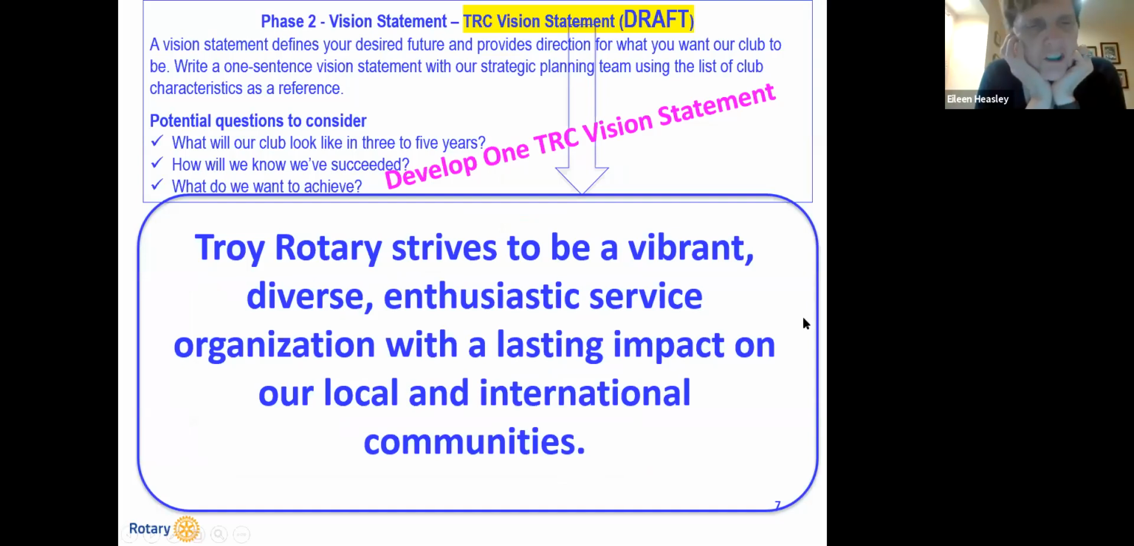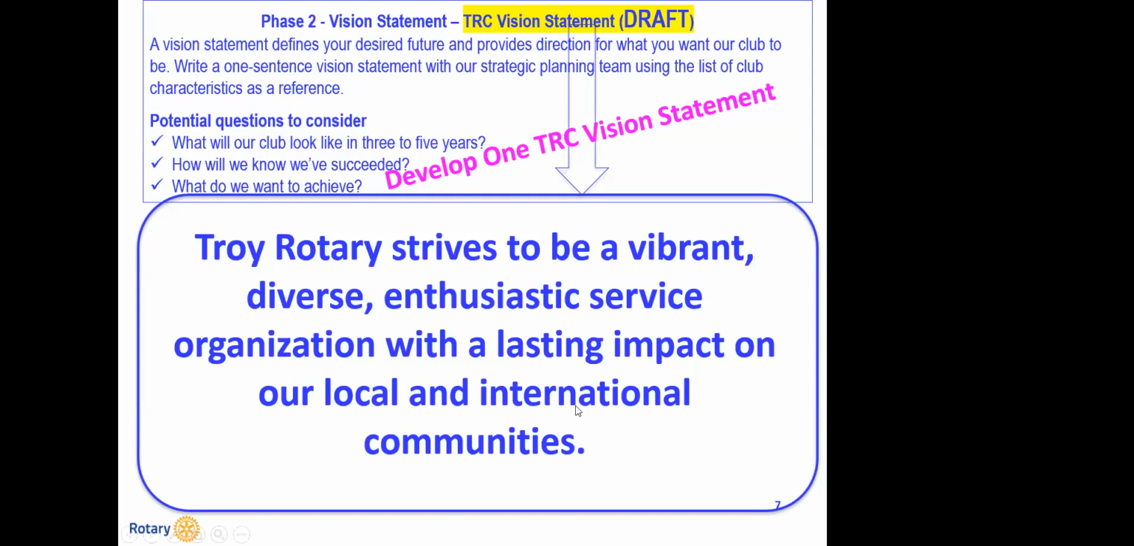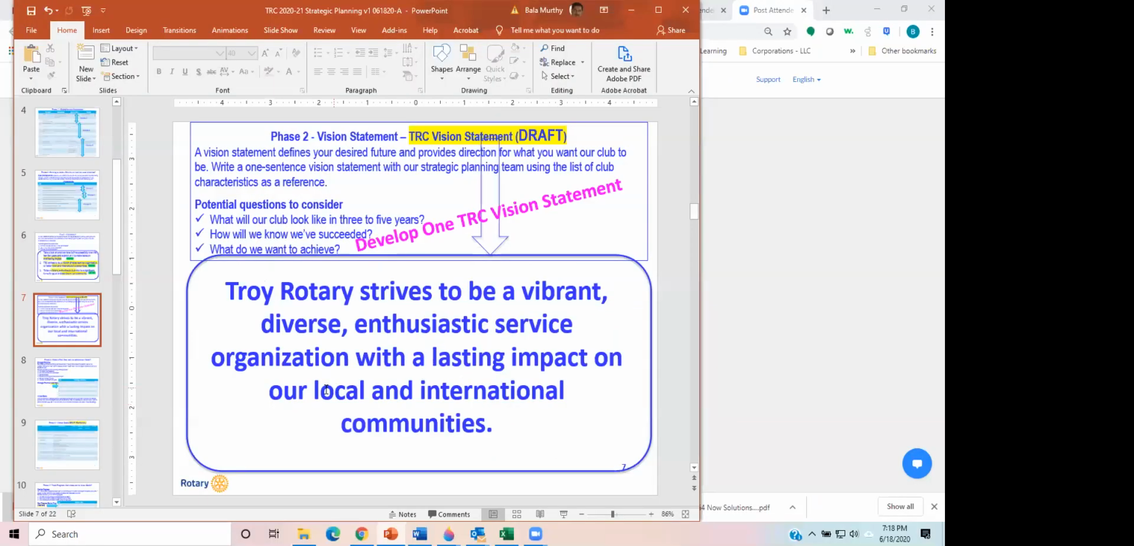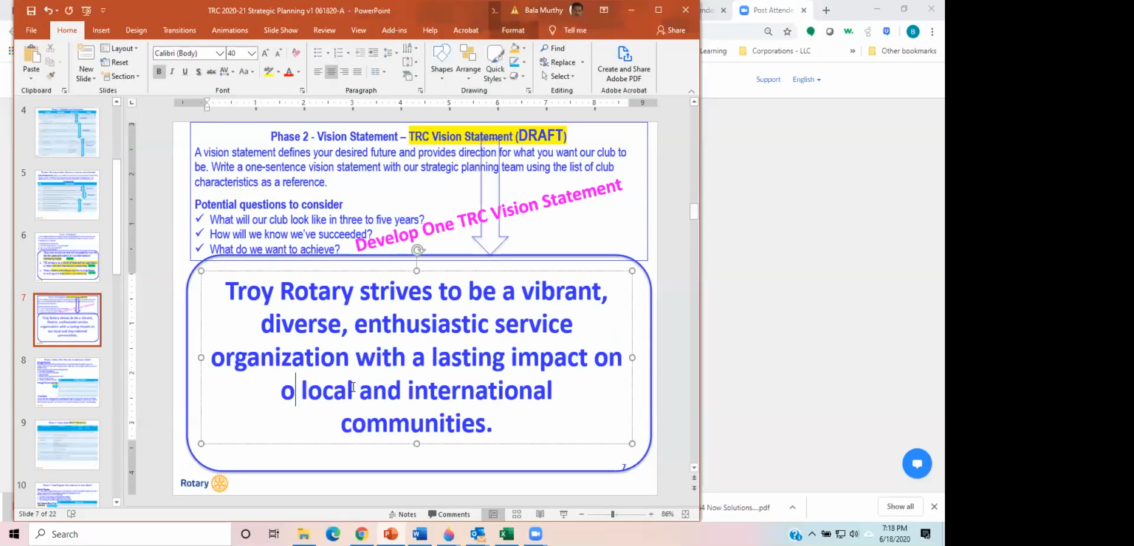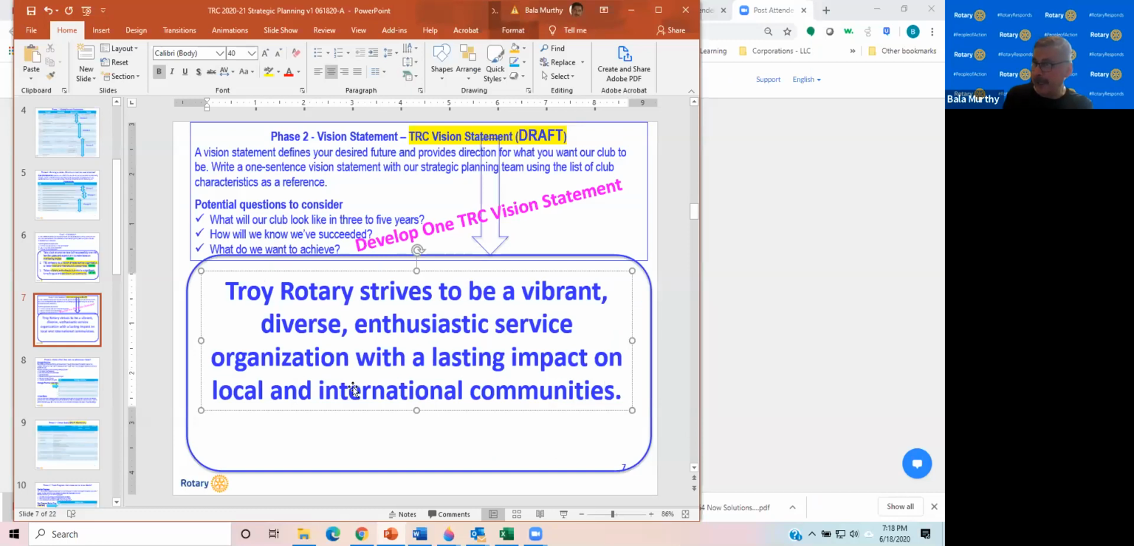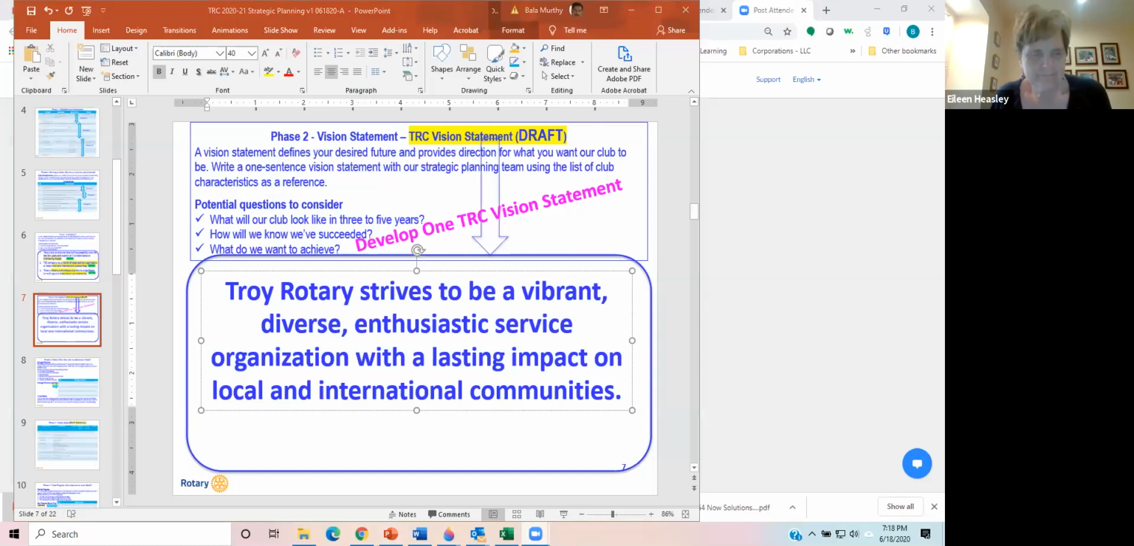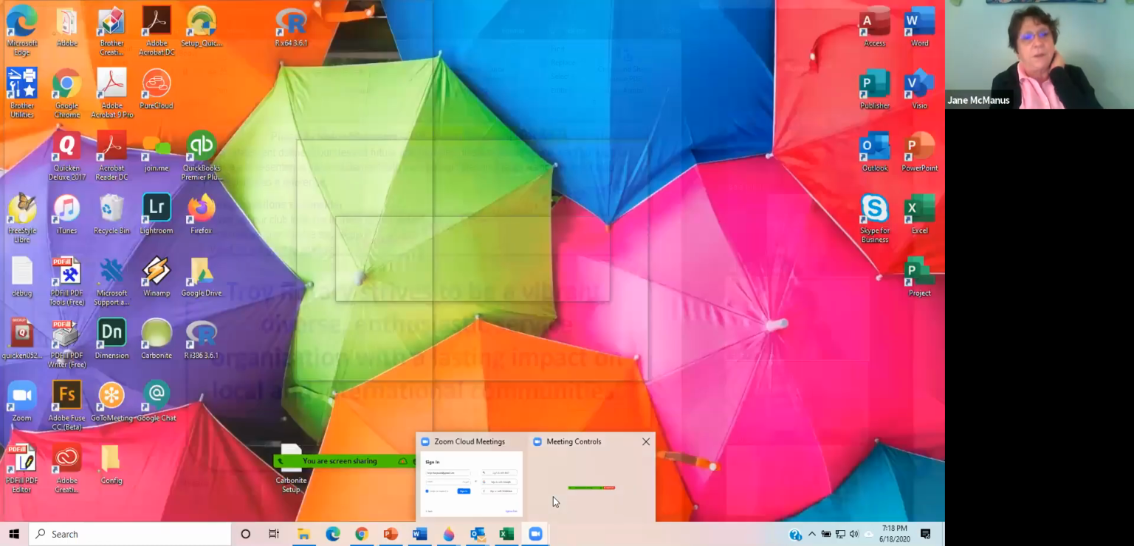So there's one more question in that. The last part says an impact on our local and international communities. Does that mean there's some that aren't ours? Take out the word our and just put local and international. Yeah. You are all making it very easy for me just to take it out and not add. So that's good. Okay. I think those 20 words say an awful lot.